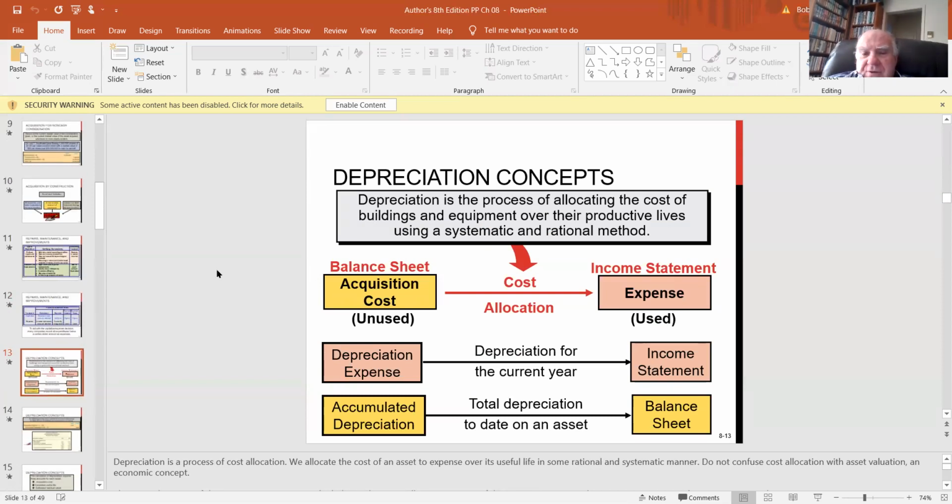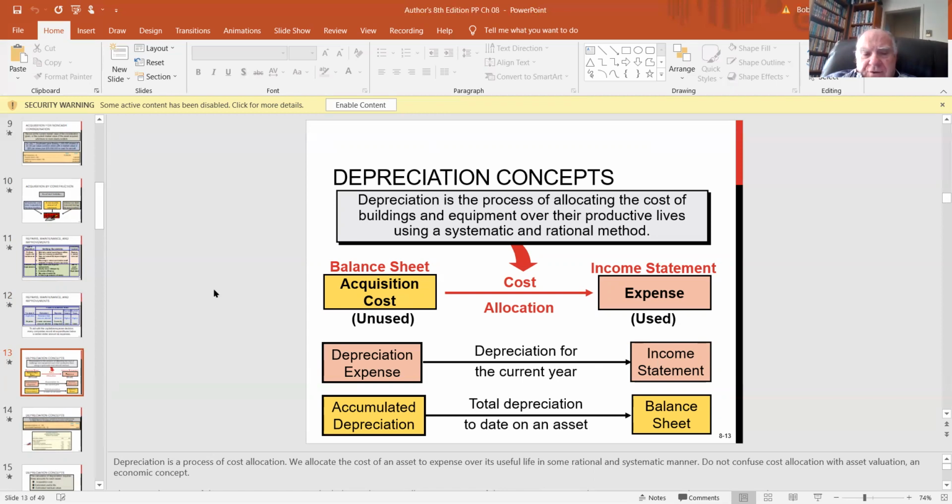Depreciation concepts. Well, we know some of this already. Depreciation is the process of allocating or estimating, if you want to use that word, the cost of buildings and equipment over their productive lives using a systematic and rational method. That's a GAAP term. So on the balance sheet, we acquire an asset, but we're allowed to expense it off to the income statement over a period of time. The depreciation expense goes to the income statement. The accumulated depreciation goes to the balance sheet.